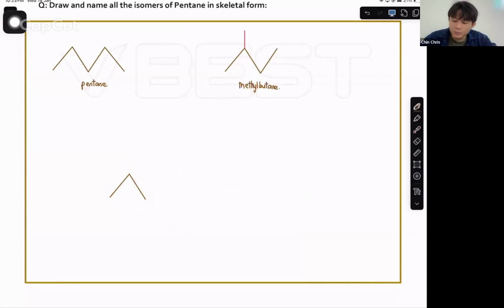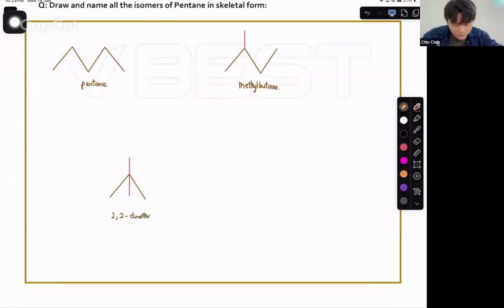So the only way that you can put the 2 extra carbons is on top and below on your second carbon. Correct. So your answer is 2,2-dimethylpropane. Done. Is that right?